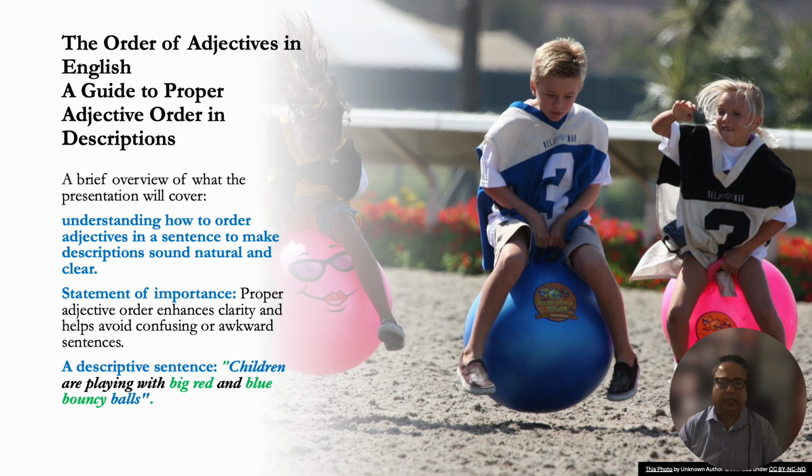We will learn all of that, but you may be wondering, why are we learning adjective order? Well, the reason is that if you understand how to arrange or order adjectives in a sentence, you will make the sentences more natural and clearer to the reader. Children are playing with big red and blue bouncy balls. You see the words in green? Big comes before red and blue comes before bouncy. Okay, so that's the adjective order in English.